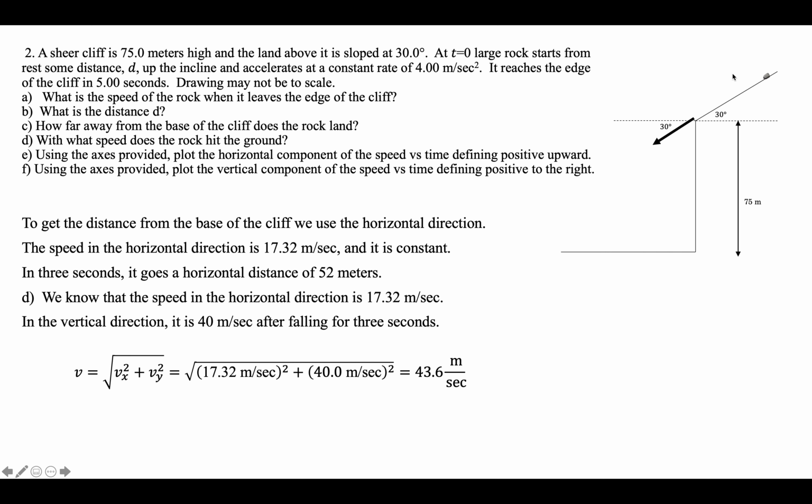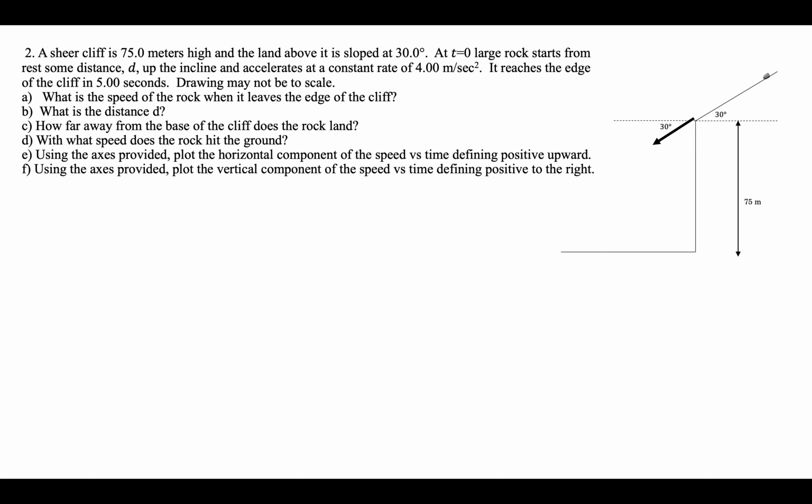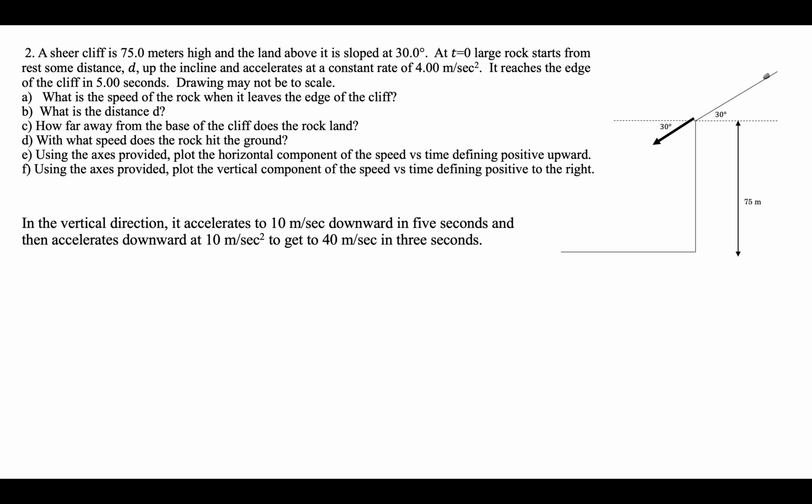It accelerates this way, and then it hits the edge of the cliff, and that speed stays constant. In the vertical direction, it accelerates to 10 meters per second downward in 5 seconds. Then it accelerates downward at 10 meters per second every second to get to 40 in 3 seconds. So it goes from 0 to 10 in the vertical direction in 5 seconds, and then it goes from 10 to 40 in only 3 seconds.